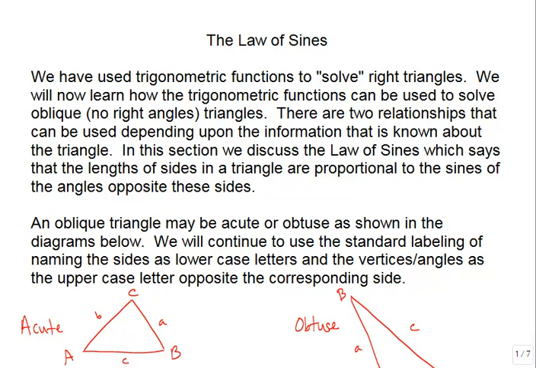We have used trigonometric functions to solve right triangles using the right triangle definition of all of our 6 trig functions. We will now learn how the trigonometric functions can be used to solve oblique triangles, which are triangles that don't have right angles in them. There are 2 relationships that can be used depending upon the information that is known about the triangle, the law of sines and the law of cosines.